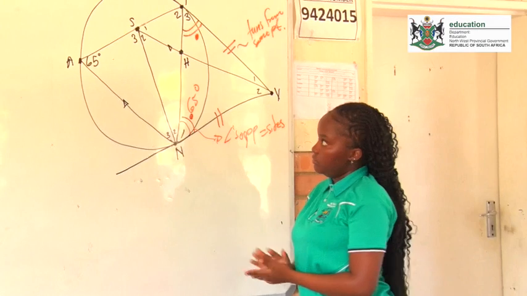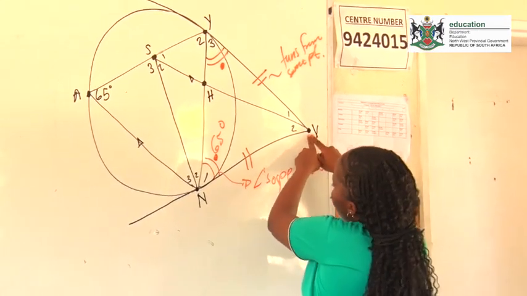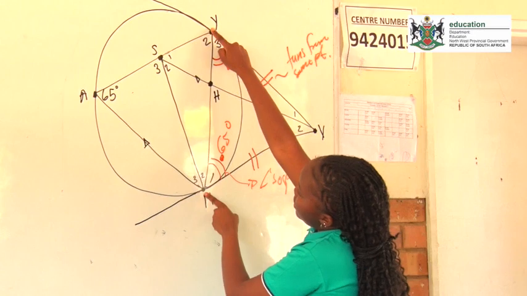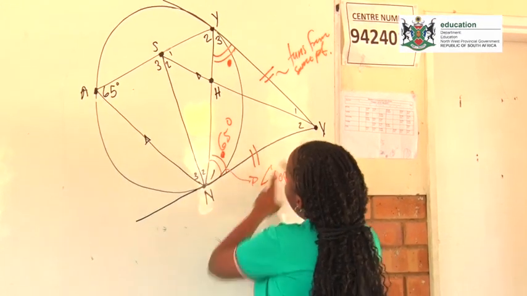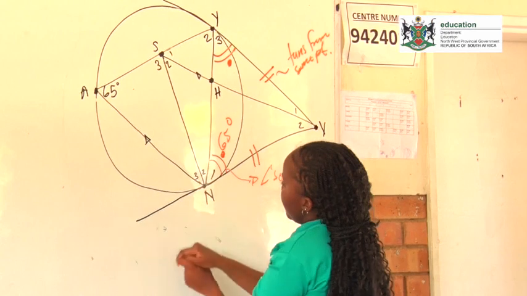Or at the alternate what? Segment. Do it once more. So we go tan-chord theorem. Let's say it louder. Let's go. Tan-chord theorem. Do it on your book also.